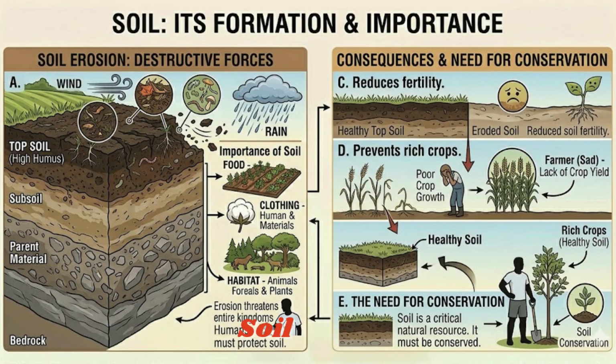Soil erosion. Soil is one of the important natural resources. It must be conserved. But rain, flowing water and fast-blowing wind carry away the top layer of soil with them and cause soil erosion. The removal of the topsoil by natural forces is called soil erosion. Due to soil erosion, the fertility of the soil reduces. Soil erosion does not allow the farmer to grow rich crops.